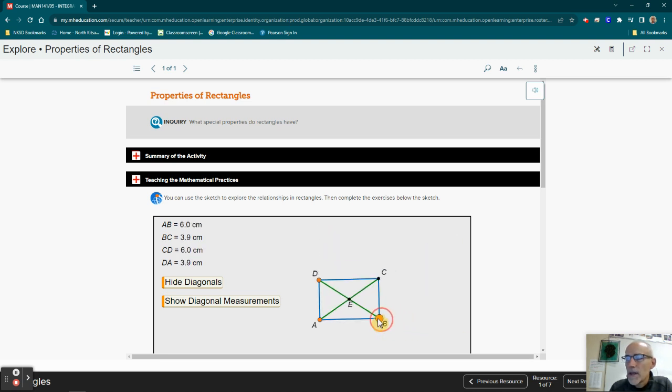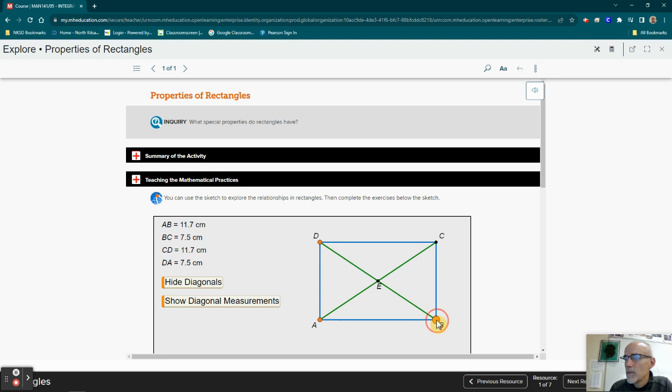And this is a rectangle. They made it for us. You can see that the opposite sides, like AB, where's AB? AB is down here. And then CD, so CD is right up here. The opposite sides are congruent, 7.5, 7.5, 11.7, 11.7. That means it's a parallelogram, right? So we definitely know all the properties of a parallelogram hold true, like the diagonals bisect each other, right? We know that's true in a parallelogram. We know that opposite angles are equal.